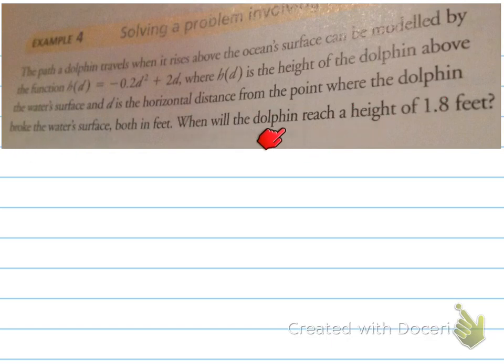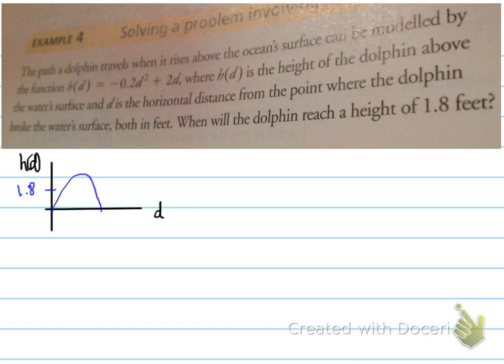Now, we want to know when the dolphin will reach a certain height. So this is not asking for a maximum, folks, but when will it reach a certain height? That means that what we have to do, let's look at what this is actually explaining. So we have a height and we have a distance. We want the dolphin to reach 1.8 meters. When does it reach 1.8 feet? When does it reach it?